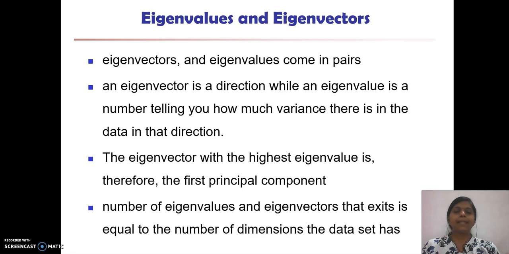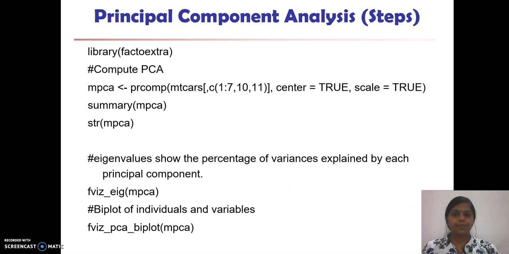The number of eigenvalues and eigenvectors that exist is equal to the dimension of the original dataset. I mean, if my dataset contains 9 columns, then there will be 9 eigenvectors and each vector having an eigenvalue. So 9 eigenvalues. Okay, let's do this in R. So let me explain the R code.